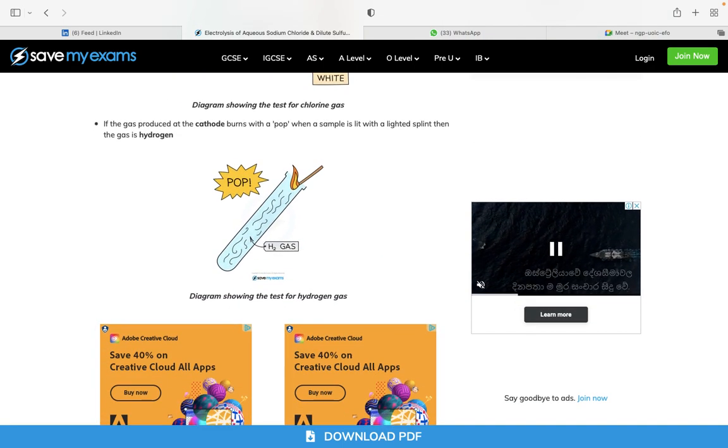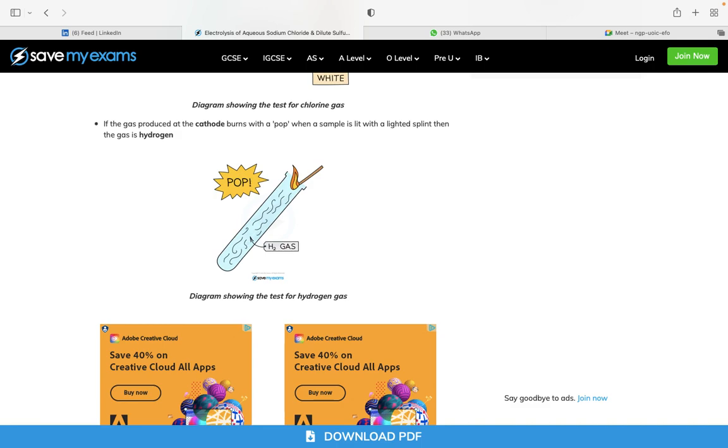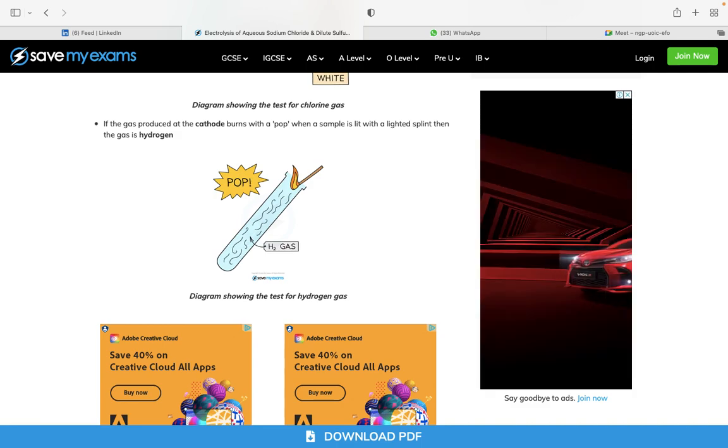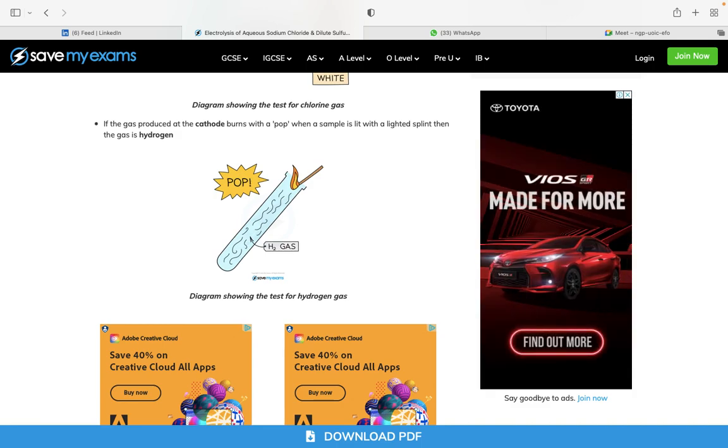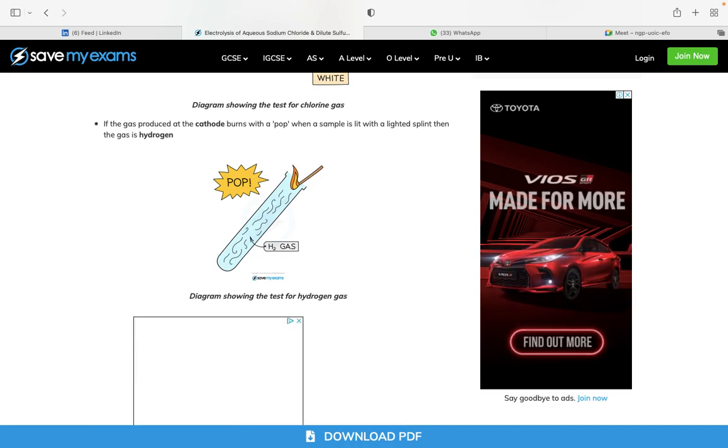Now what if the gas you tested is not chlorine, it's not bleaching a damp litmus paper, it does not support a glowing splint, and when you bring a damp blue litmus paper it doesn't bleach it or change the color, nothing happens? Then you still have to test for one more gas.